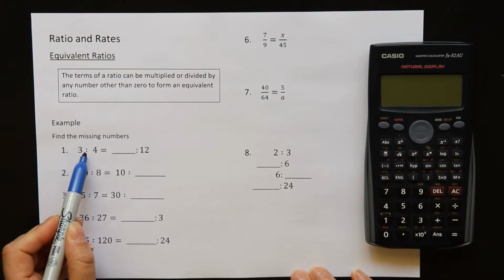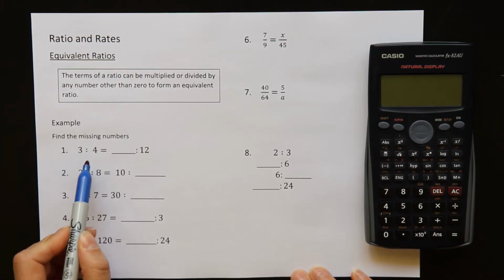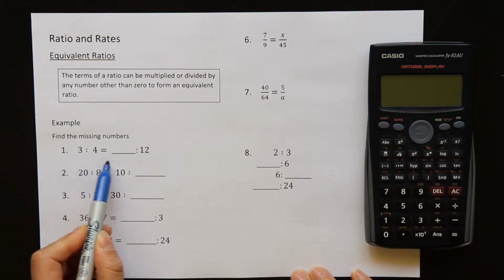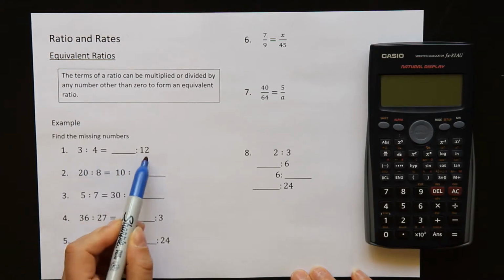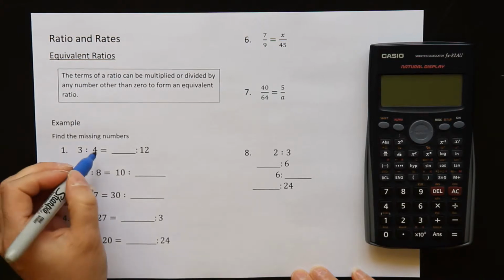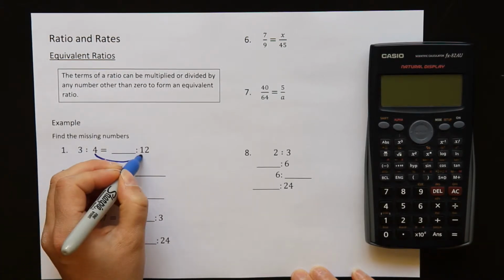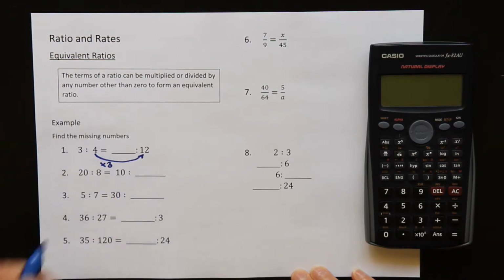So I have the ratio 3 to 4. What I'm wanting to do is find the equivalent ratio where this 4 has turned into a 12. What you do to get a 4 to change into a 12, you either need to multiply or divide. So in this case, I would need to multiply it by 3. 4 times 3 gives me 12.